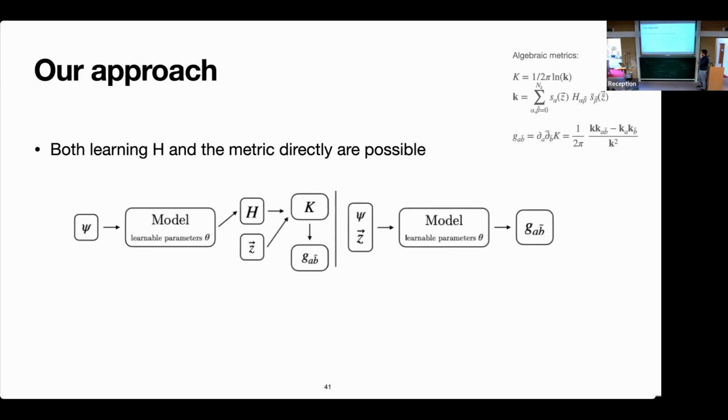Now, there are multiple things you can look for. So, for instance, you can make this particular ansatz, where you're just learning this capital H matrix, and from that you get the Kähler potential and the metric. You can also do a more flexible ansatz, and you get the metric out.